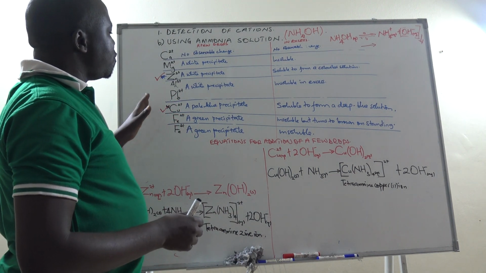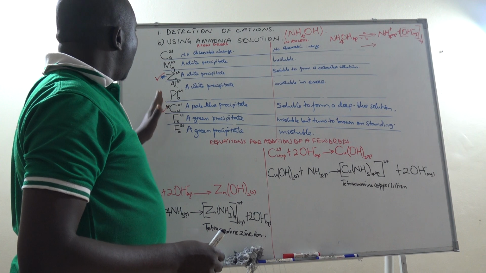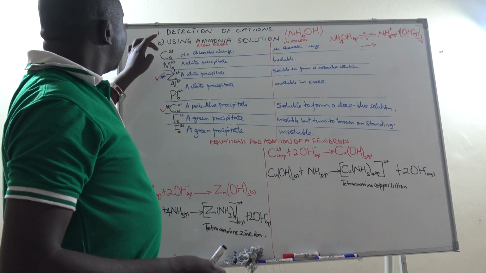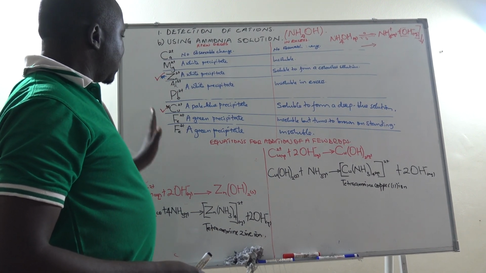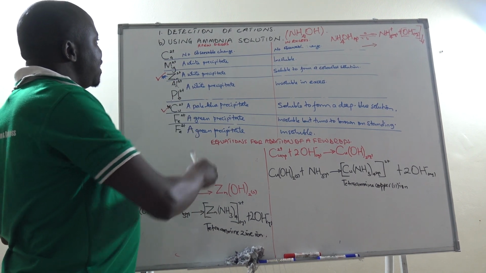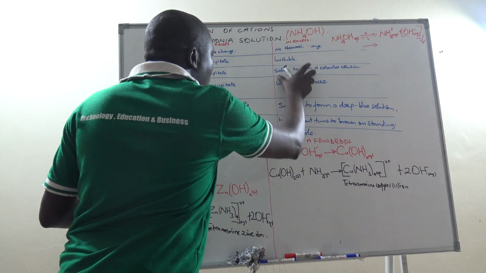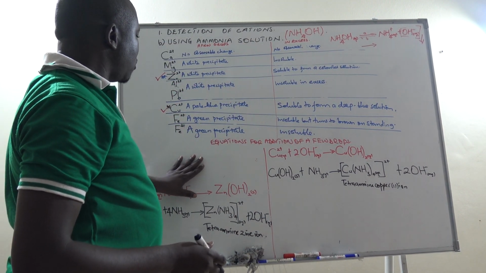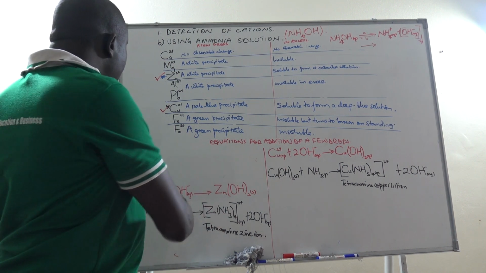So I want us to be able to remember all these observations here with ammonia solution as per these 8 cations here, how each of them in this case tends to respond, the observations made on the addition of a few drops and also in excess of the reagent, and then the equations for the reaction when you have added just a few drops and then in excess for these 2 here.